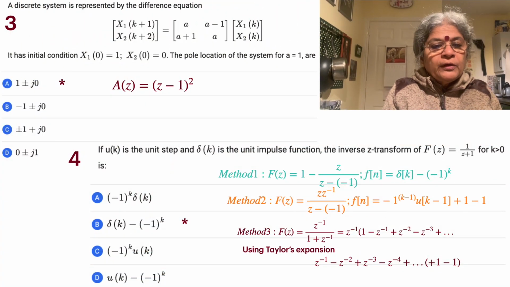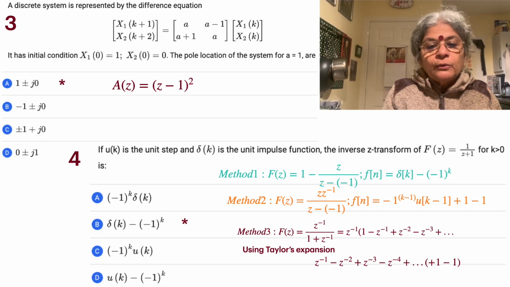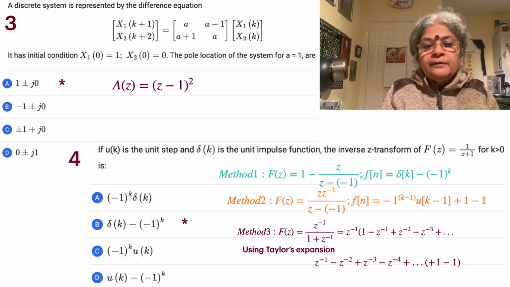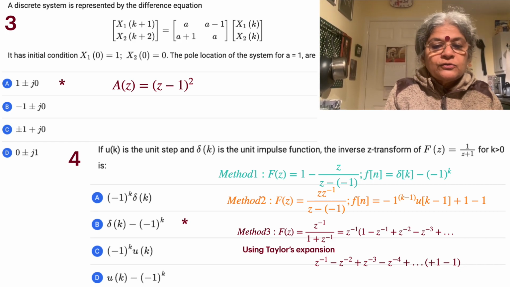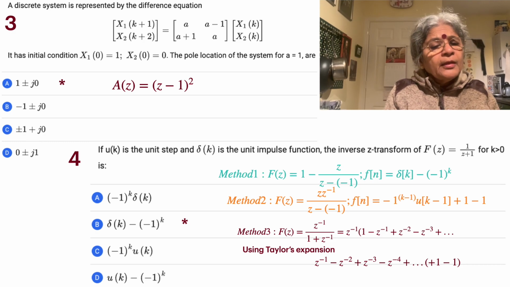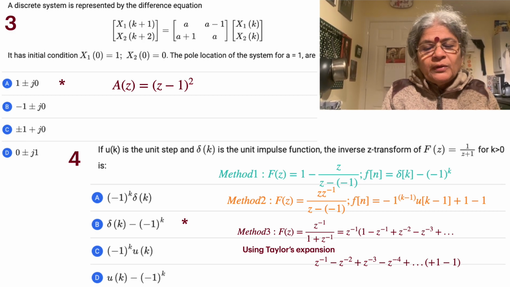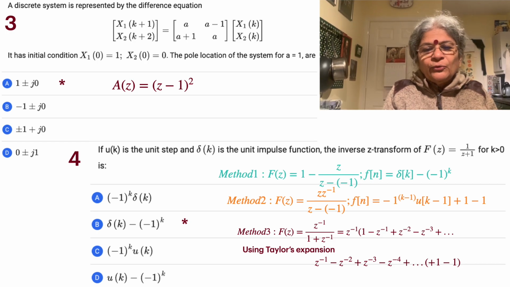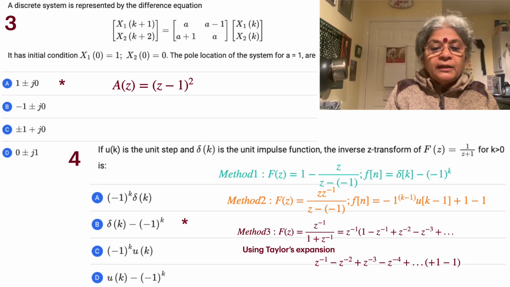Moving to the fourth problem. If u k is the unit step and delta k is the unit impulse function, the inverse Z transform of F z equal to 1 by z plus 1, for k greater than 0, is what? There are two ways of doing it. I have taken the complex version as well as the other version, to show you that they happen to be the same thing.